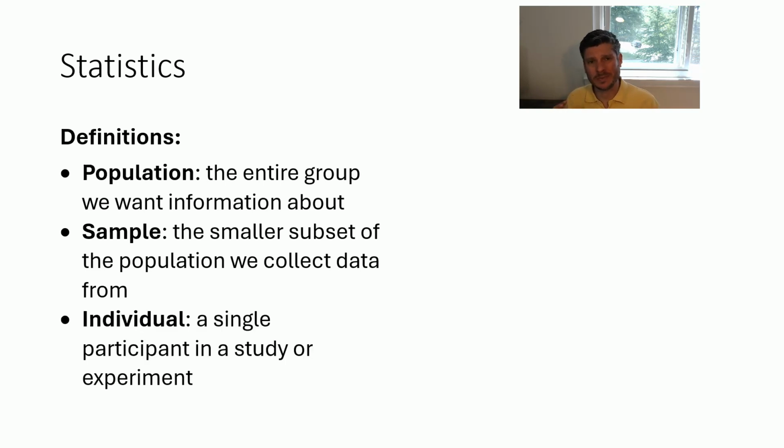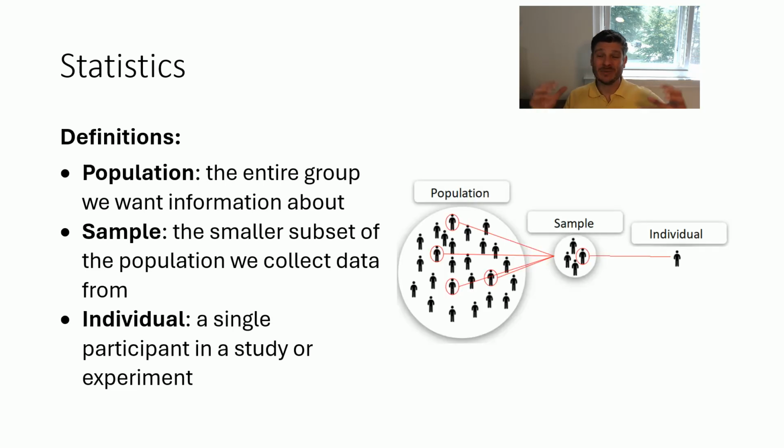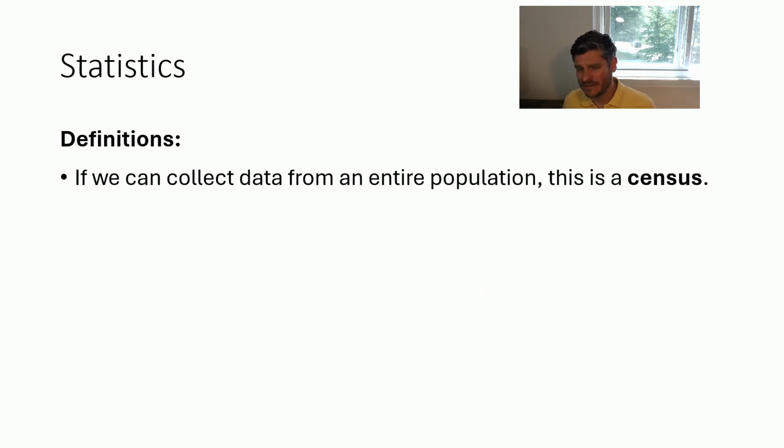And then the individual would be the single person at a time that I'm actually asking these questions to, right? I'm asking one person at a time, recording their answers. They become my individual. So we start with our big population that I want to know something about or I want to ask a question about, but I can't ask everybody in that population, so I have to rely on a smaller sample. And that smaller sample is composed of individuals that are hopefully going to well represent my population that I want to study.